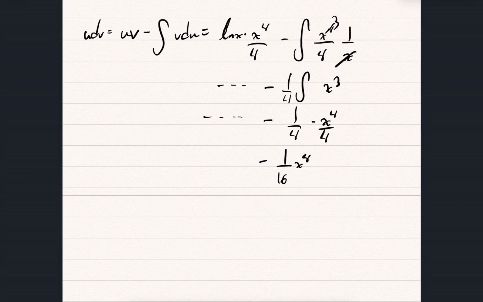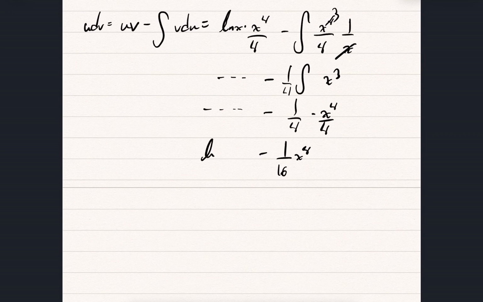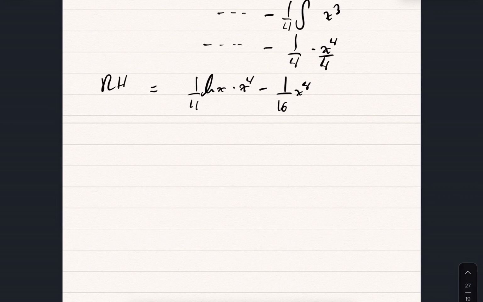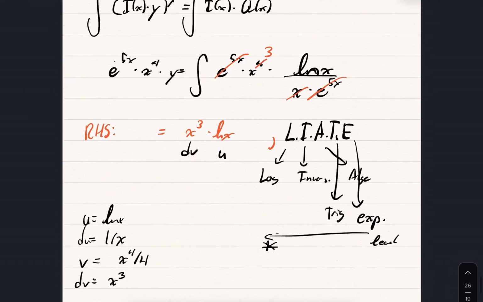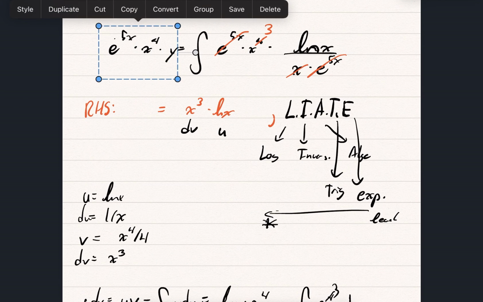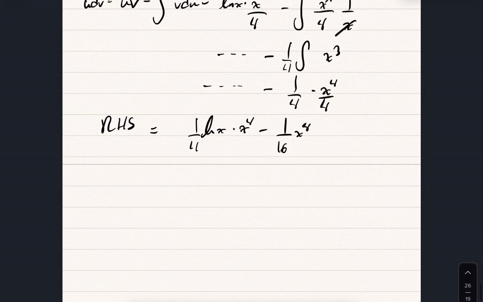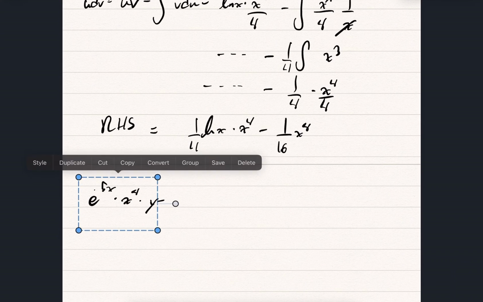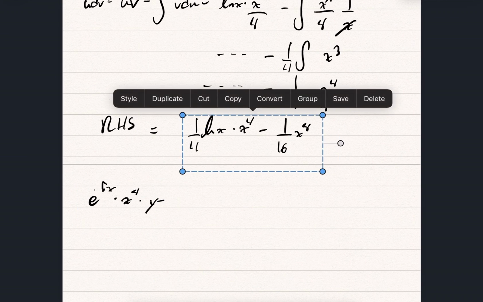Equals, oh, sorry, there's nothing else there. But there is right here: ln x times x to the 4, 1 over 4. So this is my right-hand side. So now we piece them together. This is my left-hand side. And you see how it's so easy and smooth doing it this way? And this is my right-hand side.